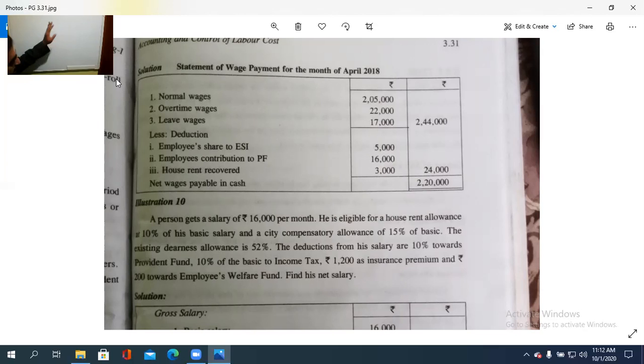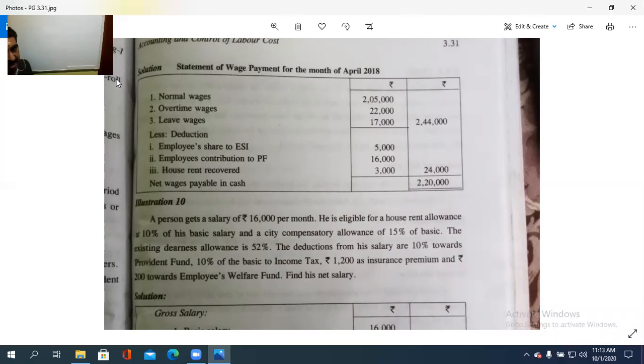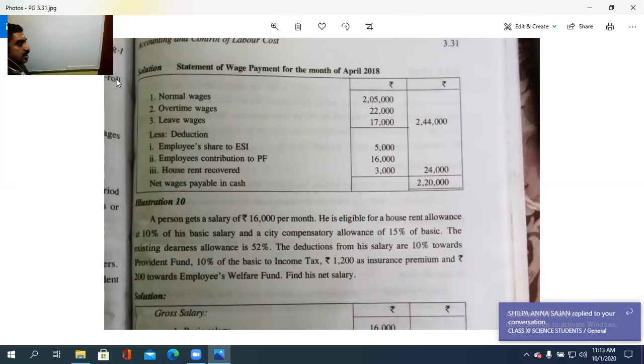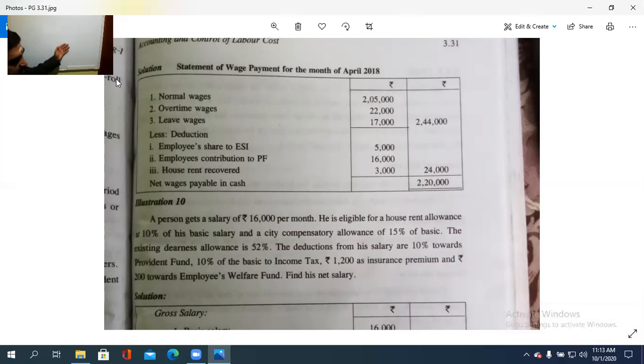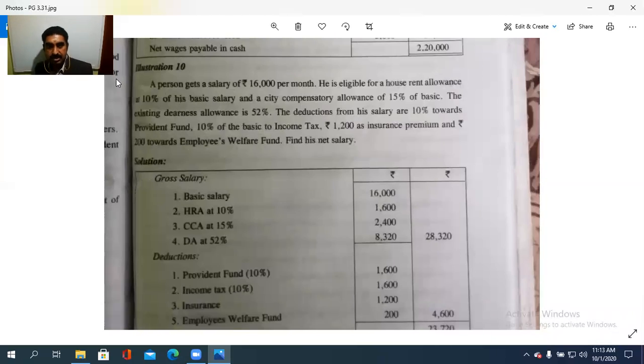In this way we get the net wages. That is, gross wages minus deductions such as the ESI contribution, the employees' contribution to the PF fund, house rent recovered, and any advances taken. After these deductions, we get the net wages or net salary paid to the employees. That is the case with regard to this. Then a person gets a salary at 16,000 per month.